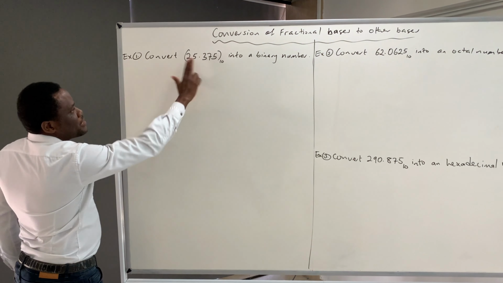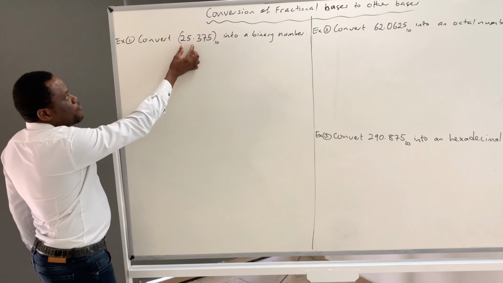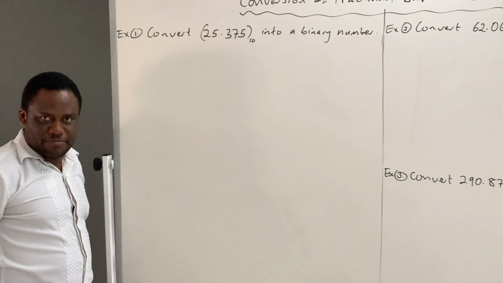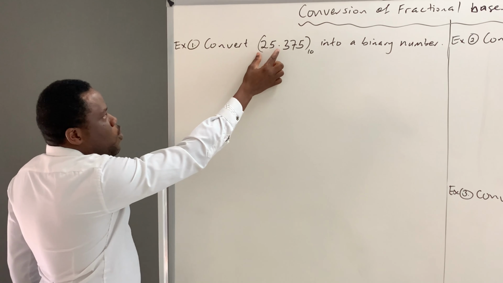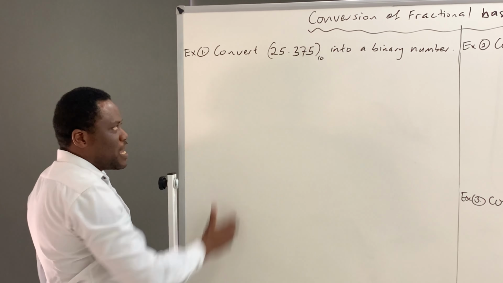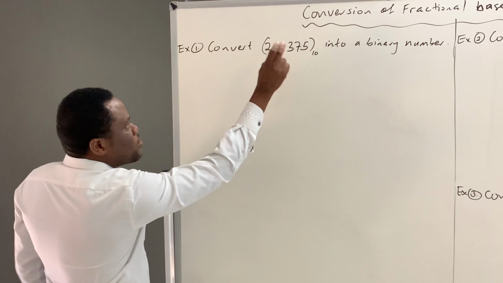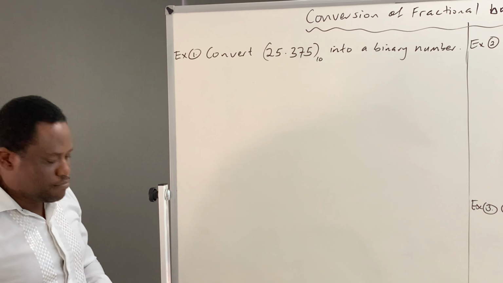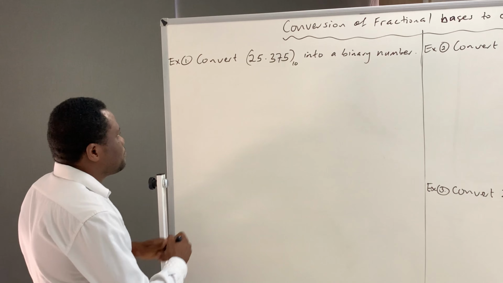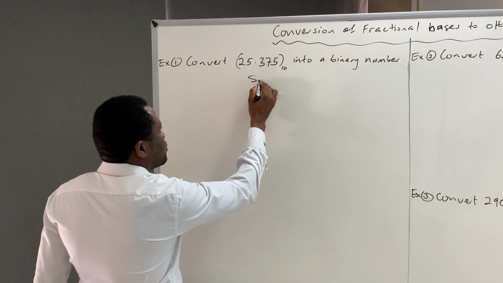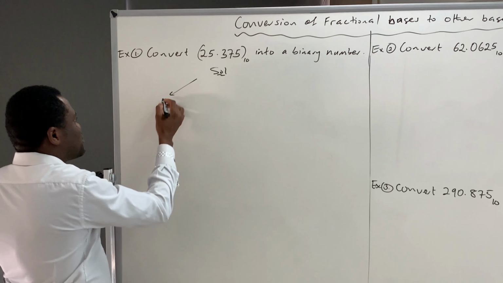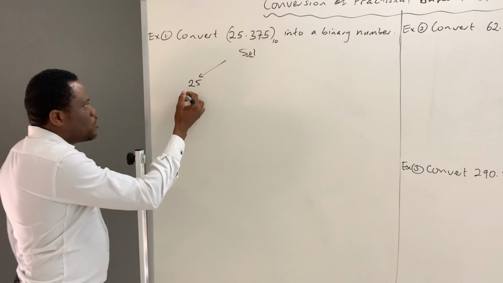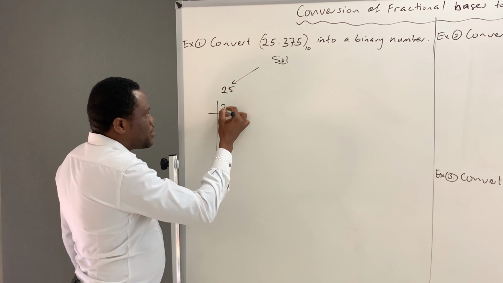Now we have 2 parts. We have the whole number part and we have the decimal point part. For the whole number part, it's very easy. We rule a line, right? Just like what you did before. But for the fractional parts, it is not the same. Let's break it down. Solution. The first part is 25, which is whole number. So this one, we do it our normal way.